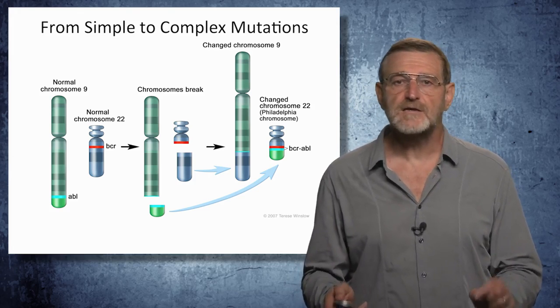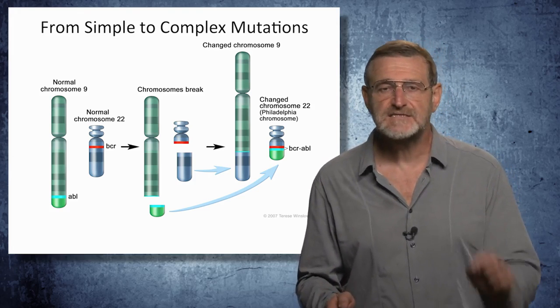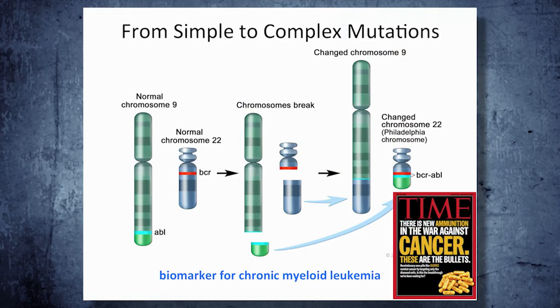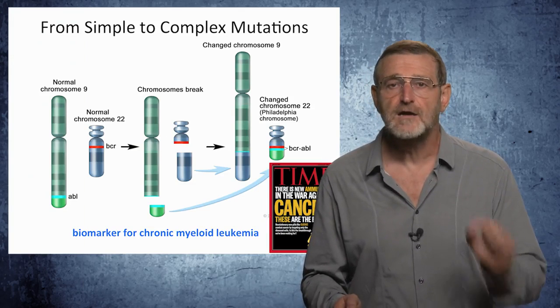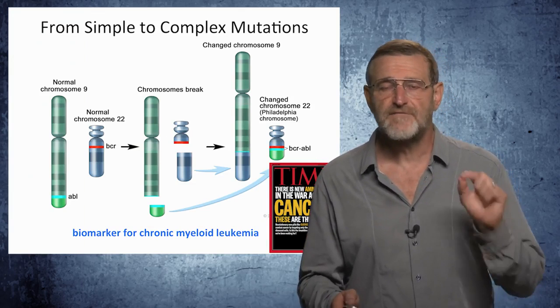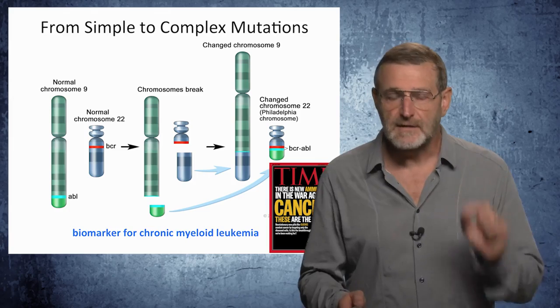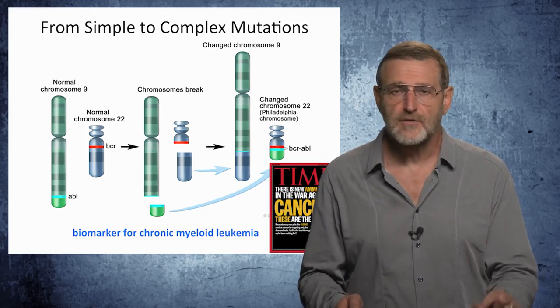Biologists figured out how to detect this event, and it turned out that it is a biomarker for chronic myeloid leukemia. And based on exact knowledge of biological mechanisms, admittedly it's more complex than the mutations we studied, but it's once again a mutation in the human genome, biologists were able to develop a miracle drug called Gleevec that is very efficient for chronic myeloid leukemia.